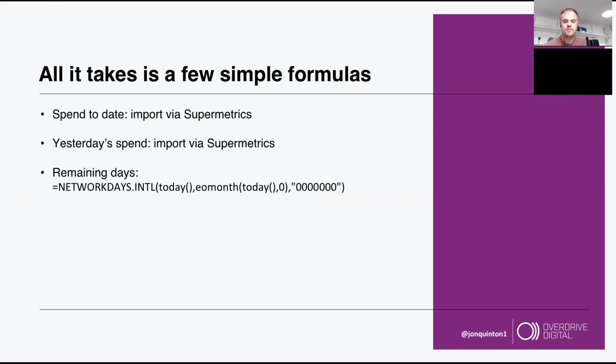So, you know the budget. We're going to pull in spend to date via Supermetrics. We'll pull in yesterday's spend via Supermetrics. And then the formula here, remaining days, pop that formula into a cell in Google Sheets, and it will tell you the number of days remaining in the month.